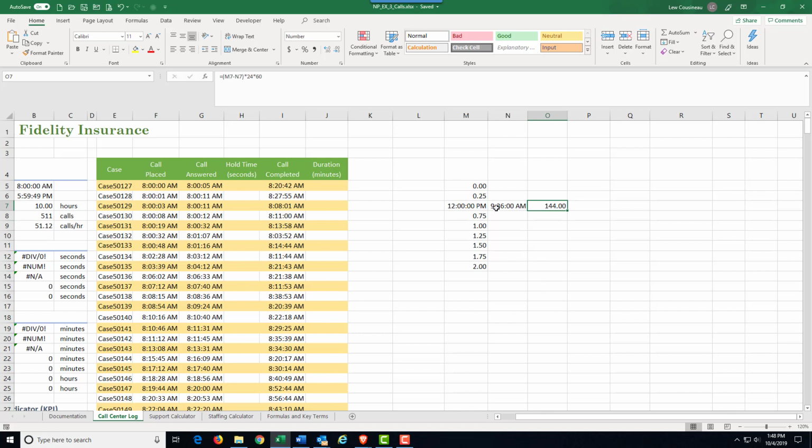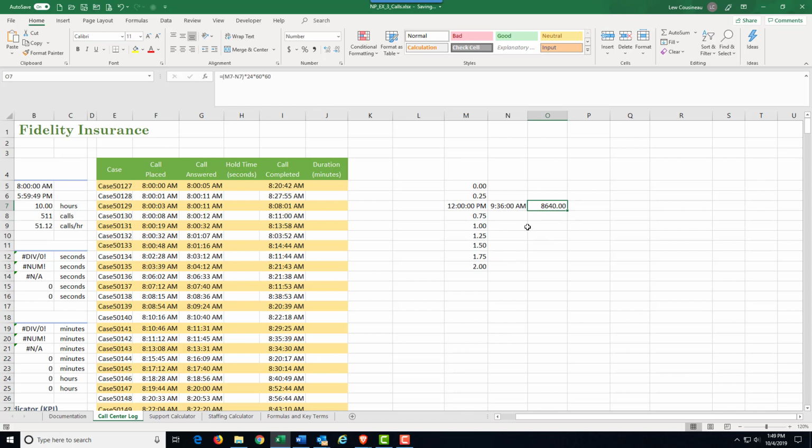If I wanted to know how many seconds were between those 2 times, I would then multiply by 60 more because there's 60 seconds in every minute. And so now there's 8,640 seconds between those two times.